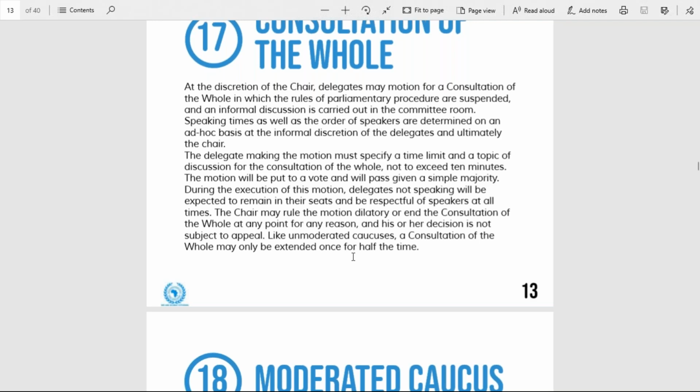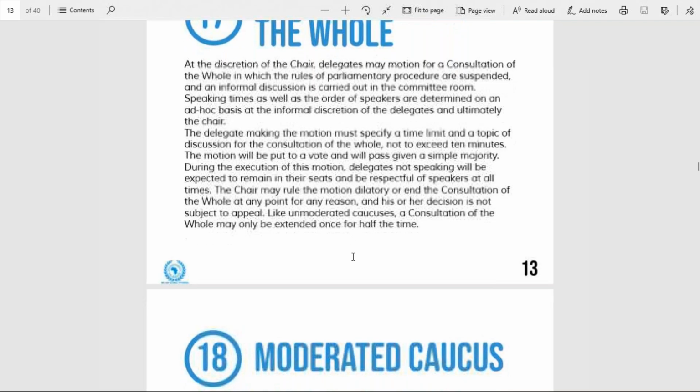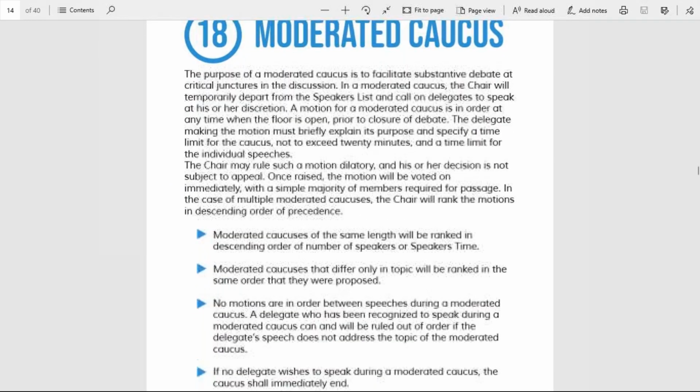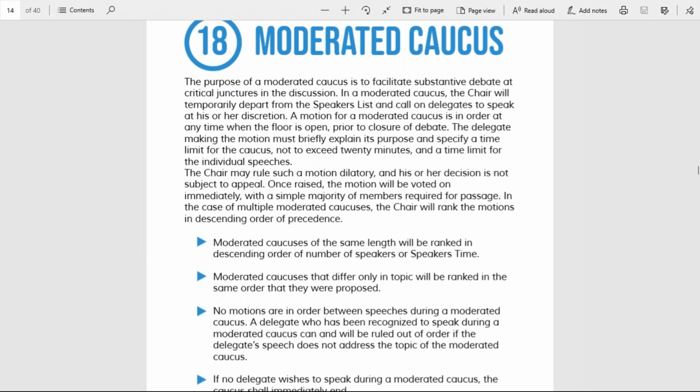Now we move on to a moderated caucus. The purpose of a moderated caucus is to facilitate substantive debate at critical junctures in discussion. In a moderated caucus, the chair will temporarily depart from the general speakers list, and call on delegates to speak at his or her discretion. So you have to put forth your name there. And the way to enter into a moderated caucus is to transition from the general speakers list to the moderated caucus.